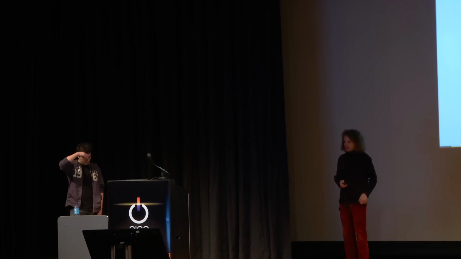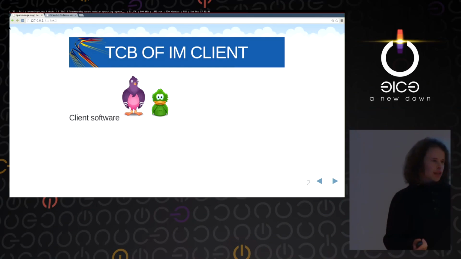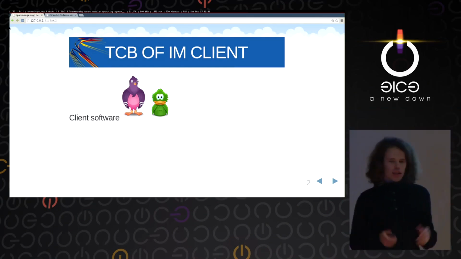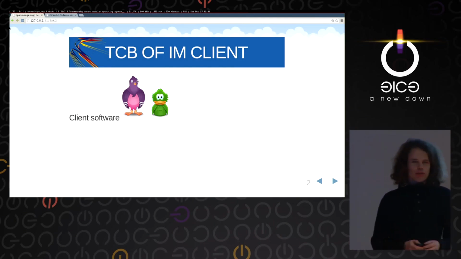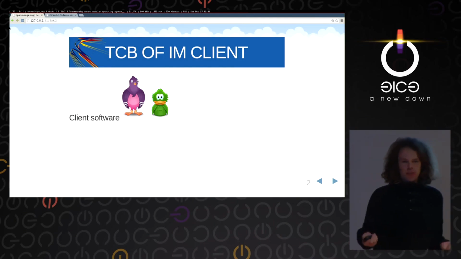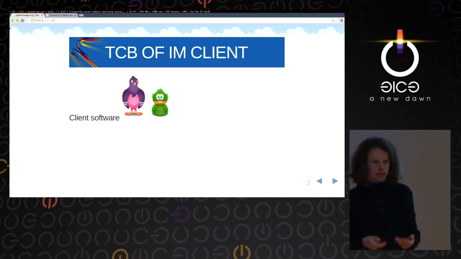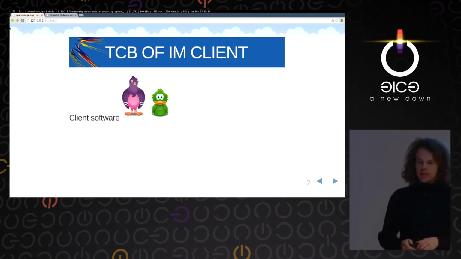So, let's look at a concrete example of the trusted computing base. In this example, I will take an instant messaging client. As a trusted computing base of the instant messaging client, we first have the client software itself, be it some implementation in some programming language. So the client software is obviously part of the trusted computing base, because if it contains a bug, you might be able to exploit it and to jeopardize its security.